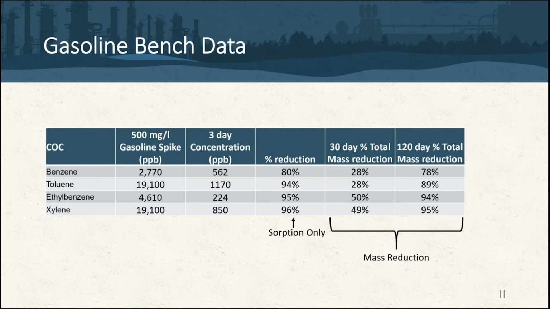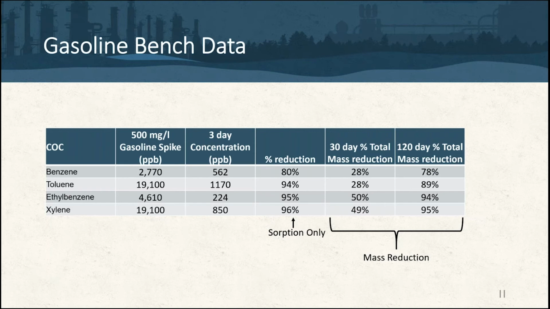So I love this graph. This chart is gasoline bench data that RPI generated. They took a 500 milligram per liter spike of gasoline, which you see in this second column over. Here is your baseline BTEX concentration, very similar to what you would see in a source area at a UST site. Here's the 3-day concentration, and you see these 80 to 96% reductions. That looks great, but that's at 3 days. That's straight sorption. Bio has not really kicked in yet. So these are the initial concentrations, in line with what we see out in the field.